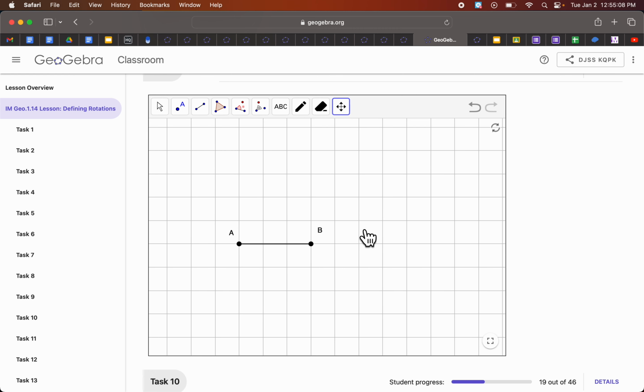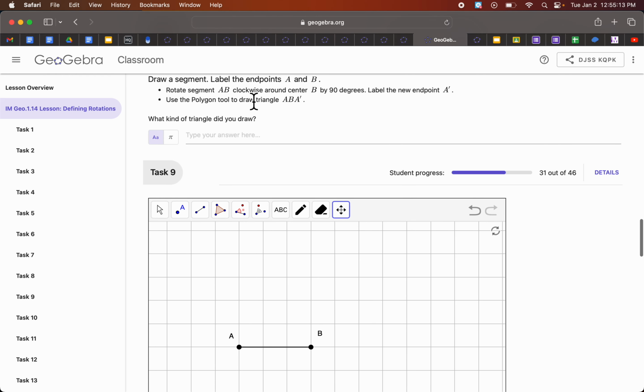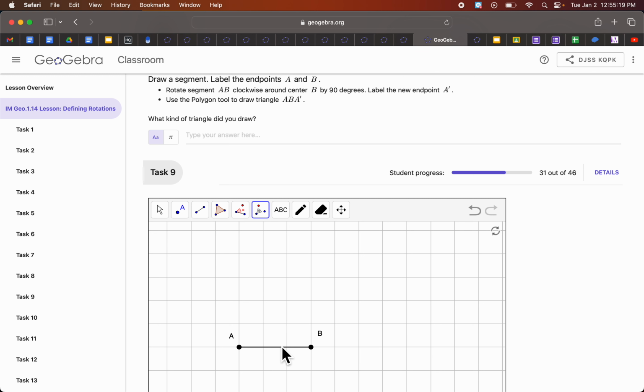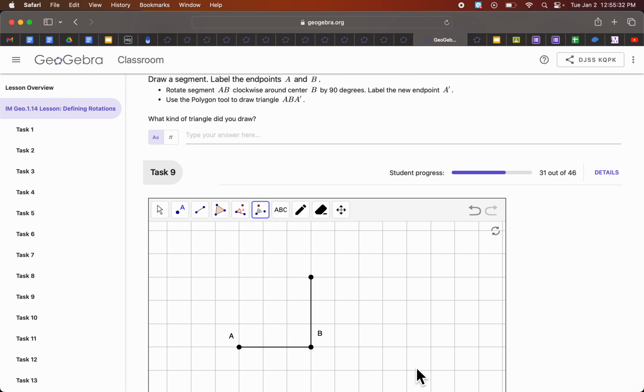Here we go. Okay, so it says to move it clockwise around center B by 90 degrees. Okay, so that's this tool right here, rotate around point. I'm selecting this object here. I'm selecting point B as my center, and it says 90 degrees, and which way? Clockwise. All right, boom. Ta-da! Now label the new endpoint.